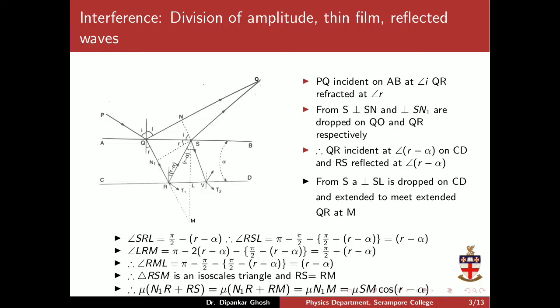Why is that? Now we would look at the triangle SN1M. Triangle SN1M is a right angle triangle with angle SN1M as the right angle. Okay. And angle SMN1 is r minus alpha. So what is the value of N1M? N1M would be SM, the hypotenuse, into cos(r minus alpha). That is why the path difference of the two rays we are interested in is mu SM cos(r minus alpha). If you have any confusion in understanding this, you can just replay this part of the video and find it out, or you can send me an email. The email address is given at the end of this lecture.